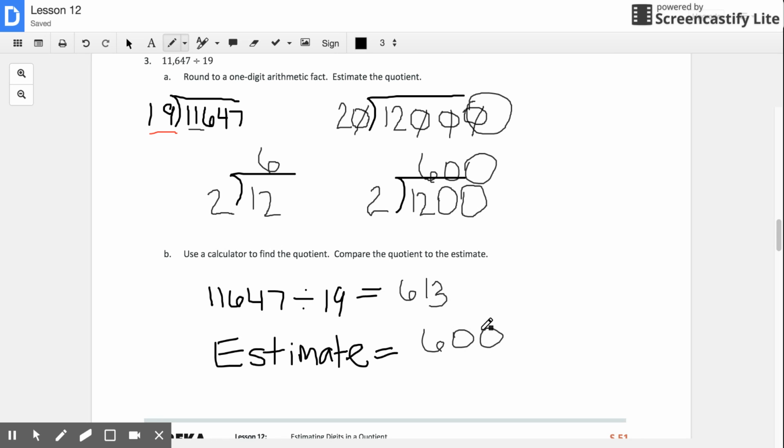So I want you to think about a pattern now. In exercise 1, our divisor was 11. The number outside the house was 11. That's awfully close to 10. And in this case, our divisor is 19. The number outside the house is 19, which is awfully close to 20. So we might be noticing a pattern that when the number that you're dividing by, the divisor, is close to 10, your estimate is going to be closer to the actual answer.